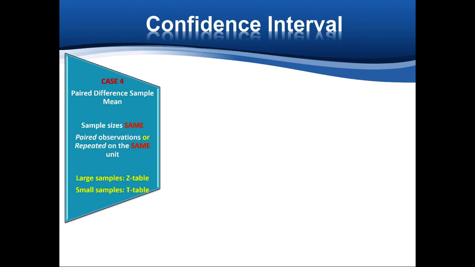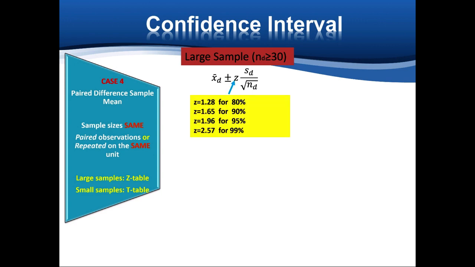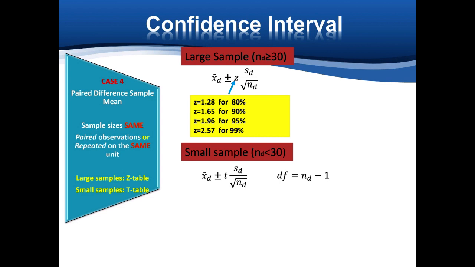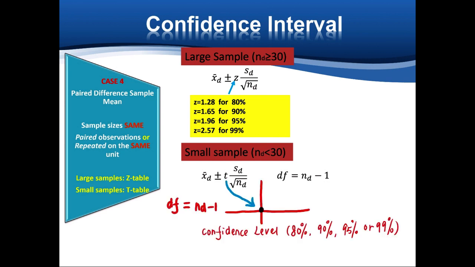Case 4. Paired difference sample mean. If sample size bigger or equal to 30, use z-table. If sample size smaller than 30, use t-table. Note that it is one sample, only the difference. So, the degree of freedom, you should look at the row of ND minus 1.